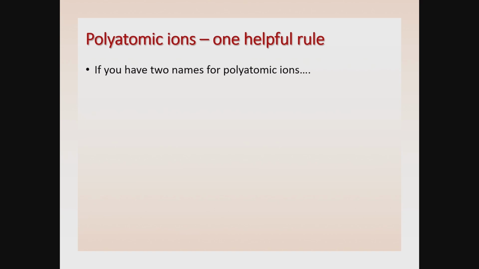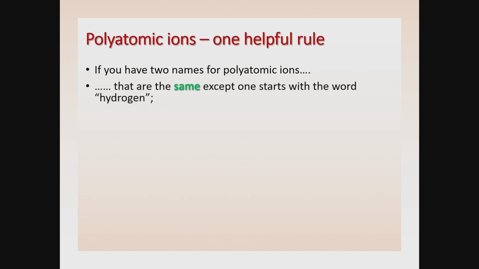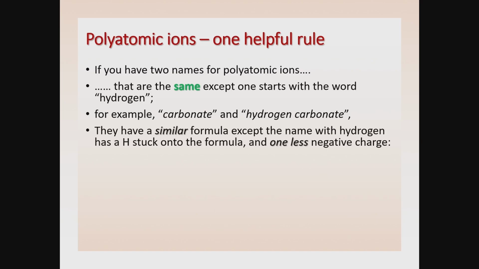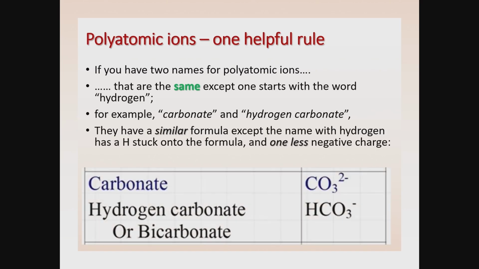If you have 2 names for polyatomic ions that are the same except that one starts with the word hydrogen, so for example, let's say you're considering 2 polyatomic ions. One is called carbonate and one is called hydrogen carbonate, and you're trying to figure out the formulas for them. This may help you. They have a similar formula except that the name with hydrogen has an H stuck onto the formula and 1 less negative charge. So in the case of these 2, you'll just have to flat out memorize that carbonate is CO3 and then it has a 2- charge.